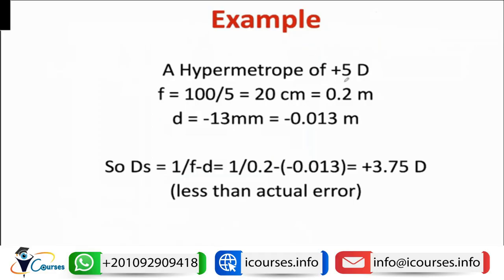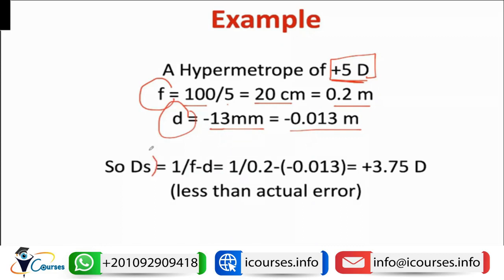So let's have an example. If we have a hypermetrope of plus 5 diopters, the focal length of this lens will be 100 divided by 5, which is 20 centimeters or 0.2 meters. As we agreed, we always use the metric form in calculation of the power or the focal length. And the D, the back vertex distance, is a fixed number. It is minus 13 millimeters, so it will be minus 0.013 meter.